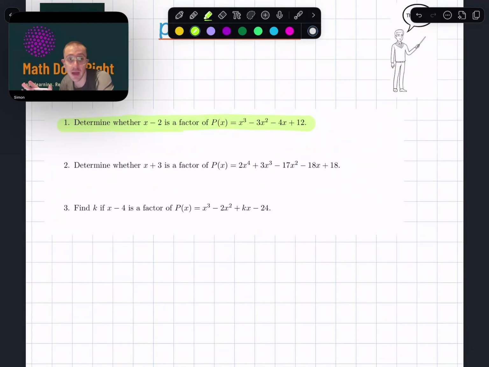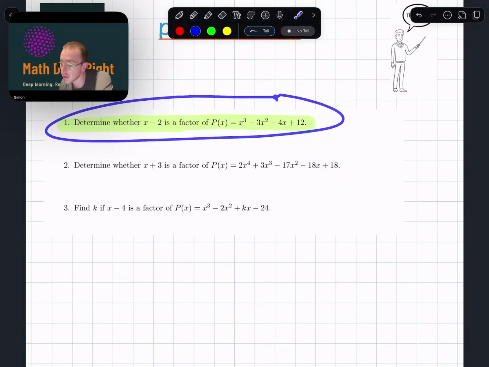How you find the a's is a different matter. This is what we talk about in the rational roots theorem video. This is the third and sort of final piece in our polynomial factoring toolkit. How do we figure out what the a's are?